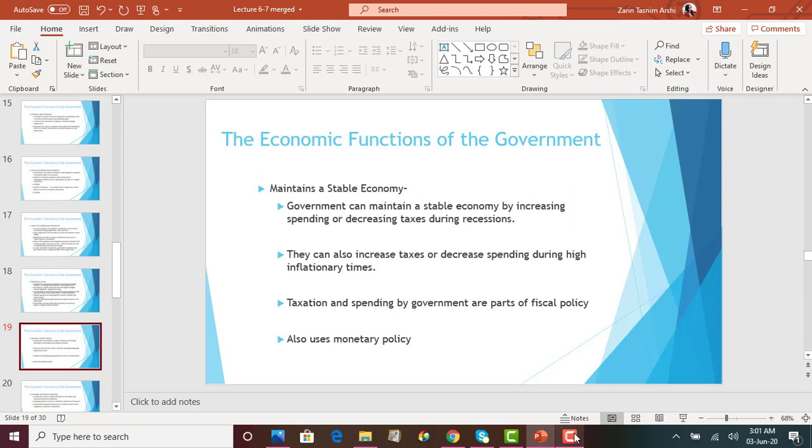the economy. Okay, so there are two different methods, fiscal policy or monetary policy, which they can use to stabilize the economy. Later in this semester we will learn about these policies, but for now, one of their main functions is to maintain a stable economy by increasing or decreasing taxes through fiscal and monetary policy.